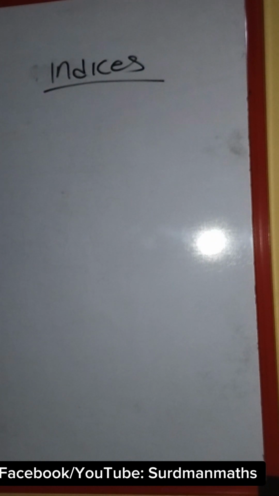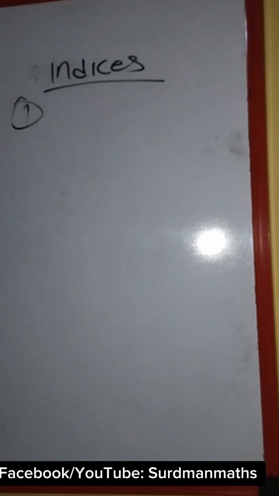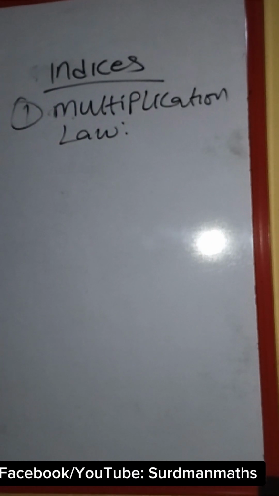The first law of indices is the multiplication law. What does the multiplication law say? When two same bases multiply each other, we simply bring out one of their base and add their powers. So let's see this now.